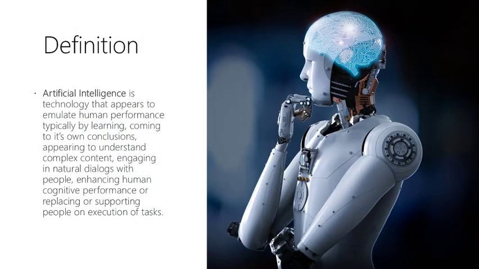So, machine learning is part of artificial intelligence. Artificial intelligence, or AI, is technology that emulates human behavior and human performance. It does that by doing three things: learning, coming to its own conclusions, and understanding complex content. It can engage in natural dialogues, and it can enhance human cognitive performance. It helps humans to perform simple execution of tasks.